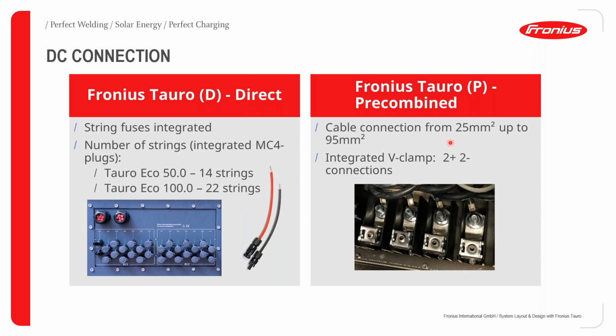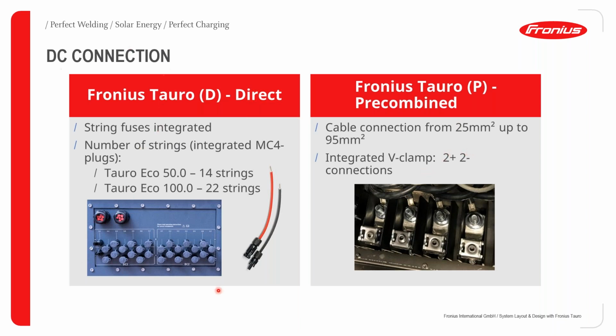When it comes to the Fronius Tauro P version, the pre-combined version, your cable connection to your DC side is between 25 millimeters squared and 95 millimeters squared, and we have integrated V-clamps. The advantage of having V-clamps on the DC side with the P version is that you no longer have to do cable locks on your DC side. So with V-clamps, your DC connections are much easier, especially when you're using your DC combiner boxes.